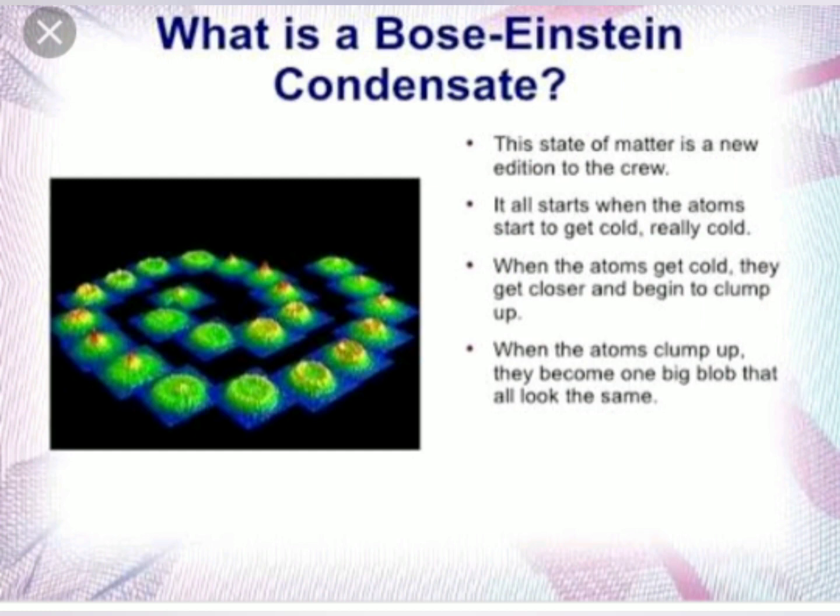The fifth state is the Bose-Einstein condensed state. It starts when the atoms start to get cooled. When the atoms get cooled, they get closer and begin to clump. When the atoms clump up, they become one big ball. They all become the same.